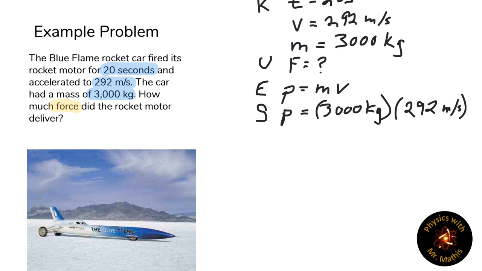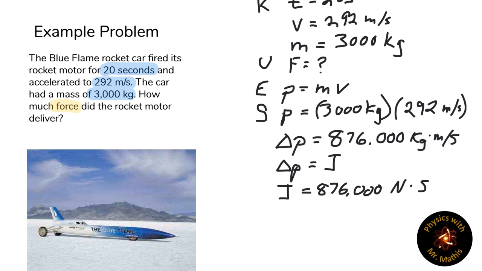Substituting in the knowns, we get momentum equals 3,000 kilograms times 292 meters per second. If the Blue Flame began from a stop and accelerated to 292 meters per second, it had a change in momentum of 876,000 kilogram meters per second.